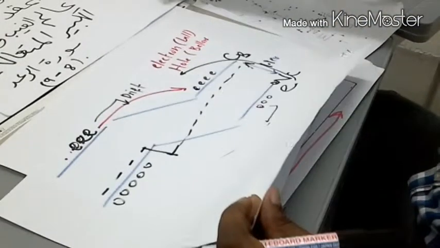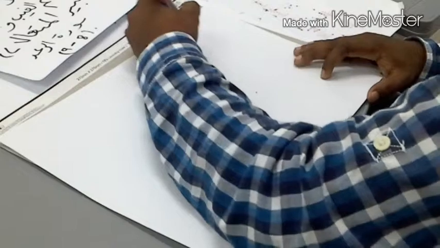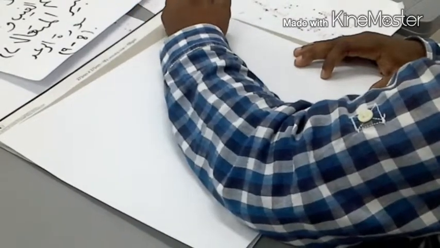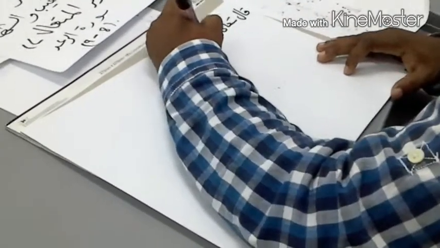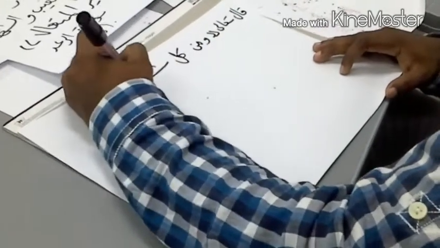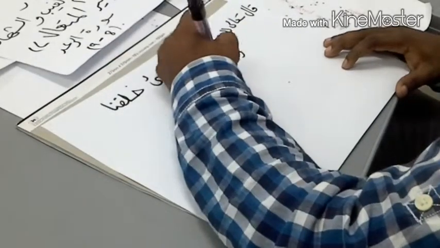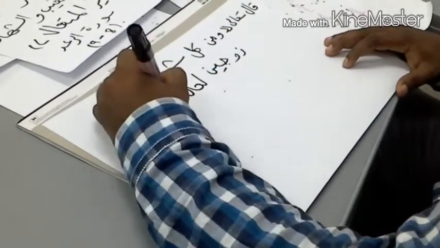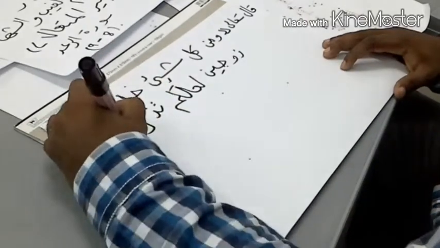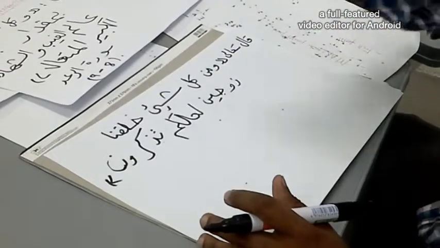So, if we see the second ayah, Allah subhanahu wa ta'ala says, وَمِن كُلِّ شَيْءٍ خَلَقْنَا زَوْجَيْنِ لَعَلَّكُمْ تَذَكَّرُونَ. This is Surah Al-Dhariyat. Allah subhanahu wa ta'ala said we have created everything in two, that means the duality.